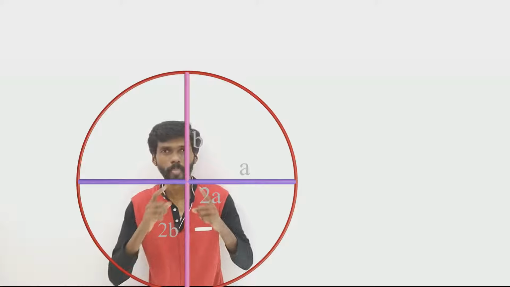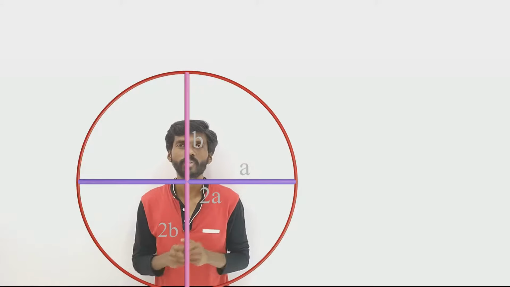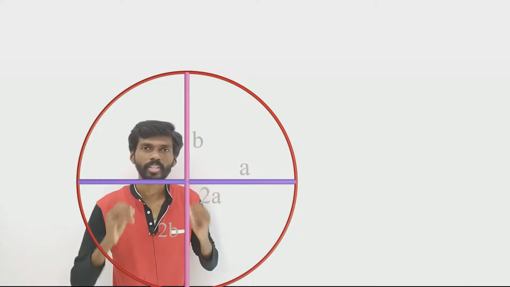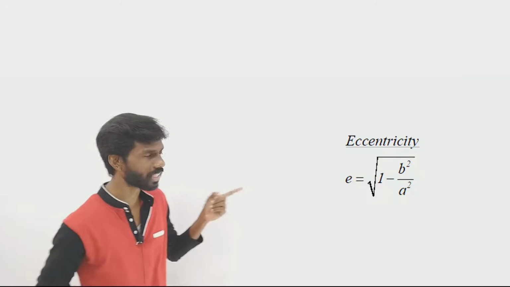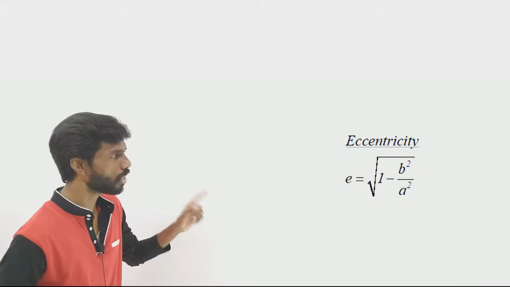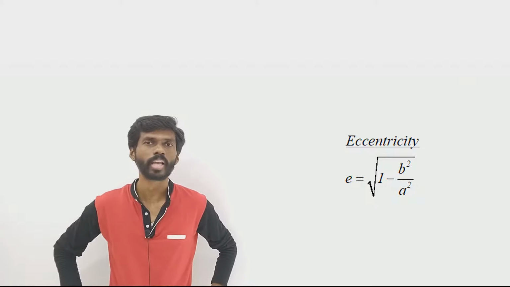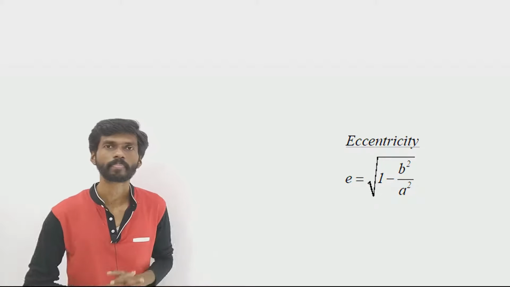If you make the length of the major axis and minor axis equal, this ellipse will be a circle only. So a circle is a particular case of an ellipse. There are a few more terms which you should be familiar with, like the eccentricity of an ellipse. The eccentricity e is given by the formula square root of 1 minus b squared divided by a squared. So this formula can be used to calculate the eccentricity of an ellipse.